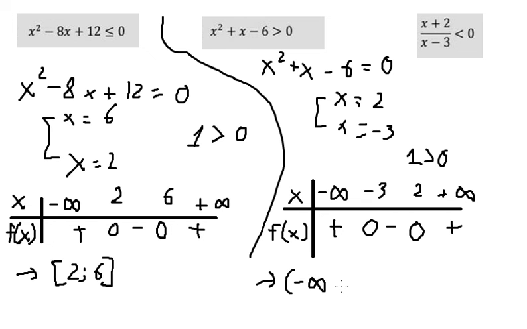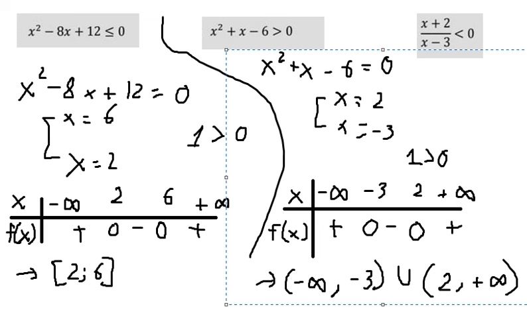From negative infinity to negative 3. And we have the union. And we know that should be the single brackets because we don't have the equal sign in here. If they have the equal sign, we can use the square brackets. This is the single. And now we have positive infinity. And this is the final answer.